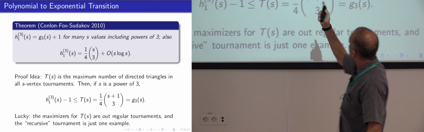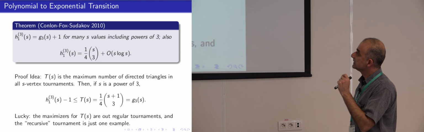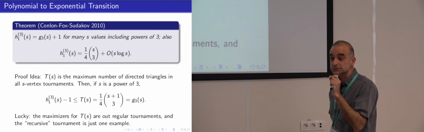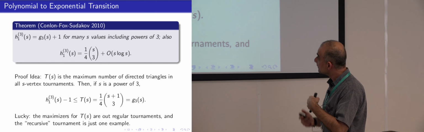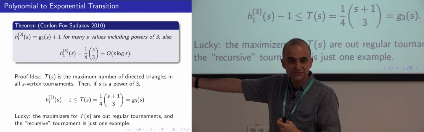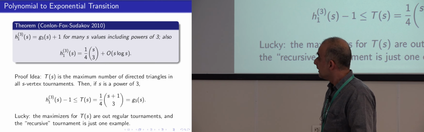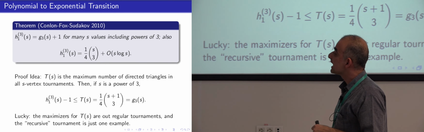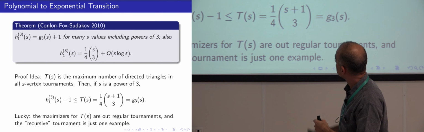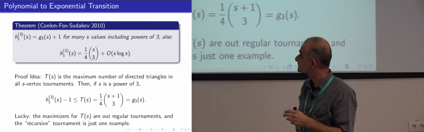Actually, Conlon, Fox, and Sudakov in 2010 proved that h equals g for infinitely many s values when k equals 3. In other words, they found a construction. What was the construction? You've already seen it, it's that construction. That construction has logarithmic independence number, we already said that. We already argued that every 4 points have at most 2 edges, but actually every s points have at most about 1/4 s choose 3 edges. That's a very simple exercise.